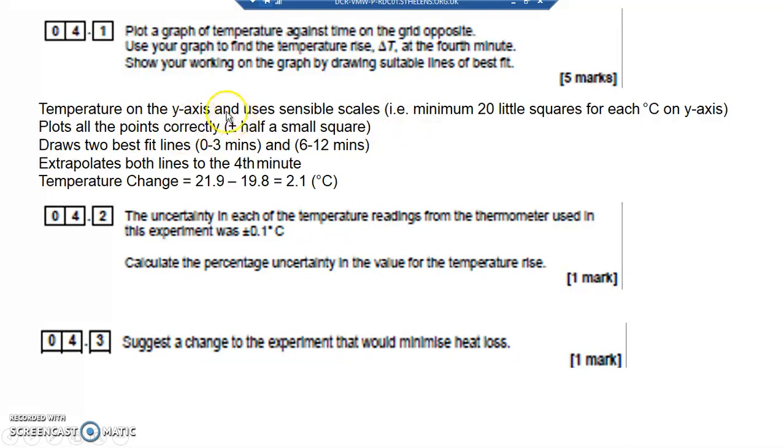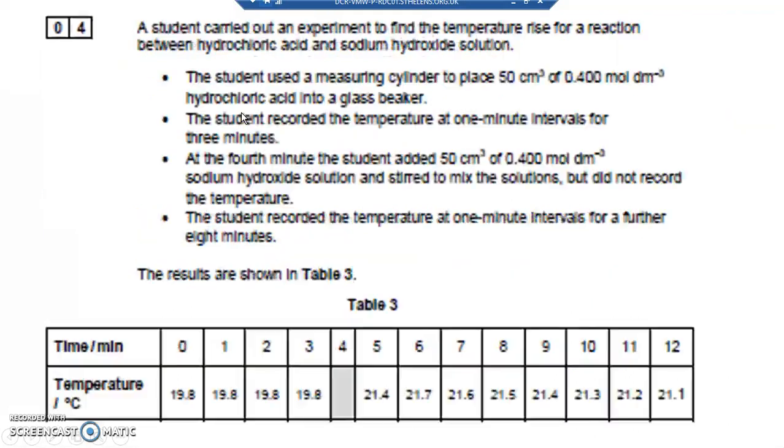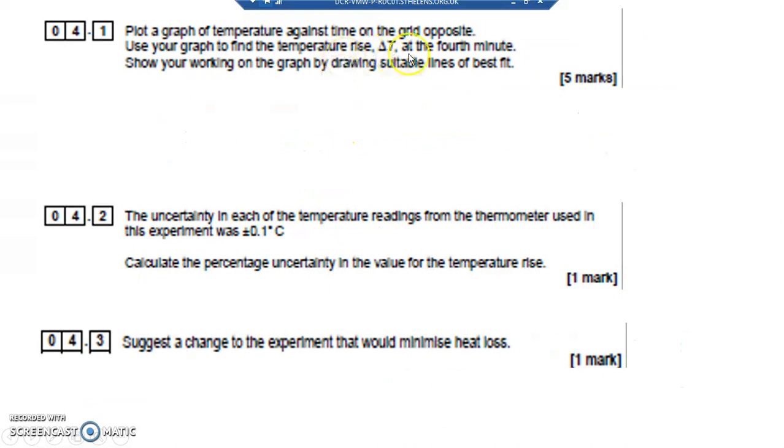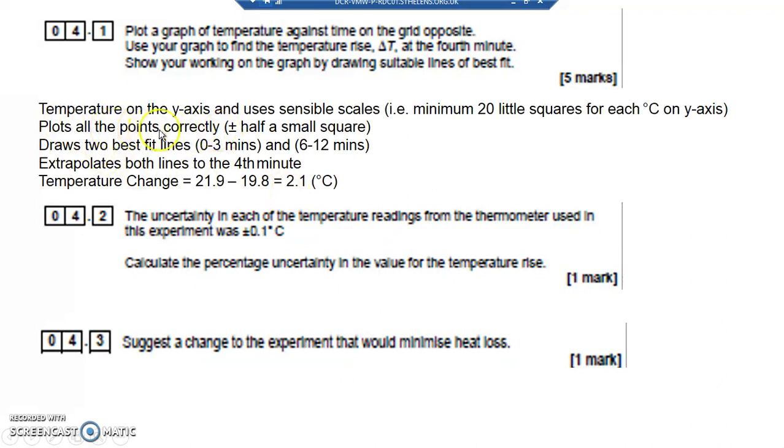So we've got the temperature up the y-axis using sensible scales, and we've got the time along the bottom. Then we're going to have to plot all the graph points correctly. Two lines of best fit, so one going forward and one coming backwards. Extrapolate to the 4th minute, so draw a line up from the 4th minute and see where the first line crosses and where the second line coming backwards crosses, and then measure the temperature change. The temperature change should be around 2.1 degrees C if you've done that correctly.